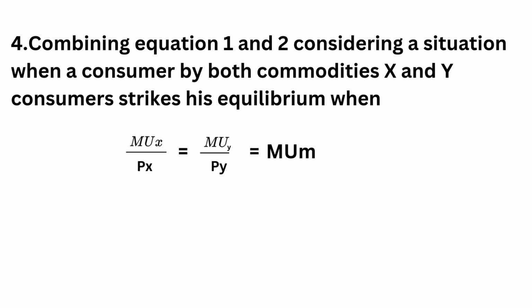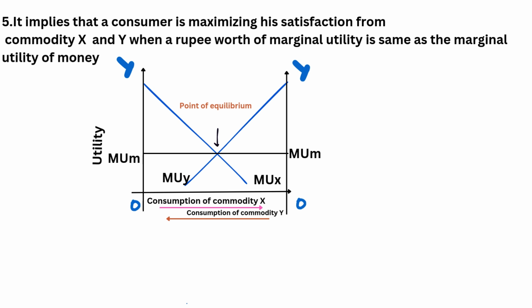So if we combine equation number 1 and 2 and consider a situation when a consumer is buying both commodities X and Y, the consumer strikes his equilibrium when MUX upon PX equals MUY upon PY, which equals MUM. It implies that the consumer's equilibrium in the two commodity case is struck where the rupee worth of marginal utility is the same as the marginal utility of money. In other words, the ratio of marginal utility to price is equal across both of the goods.